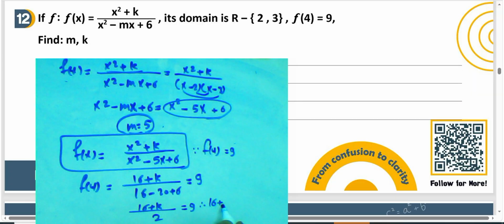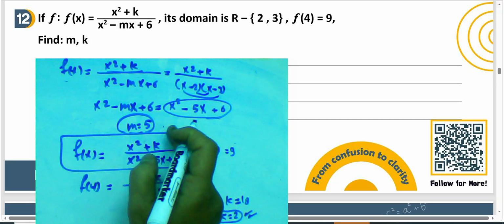Then 16 plus k is equivalent to 2 times 9, 18, and the value of k will be equal to 18 minus 16, so the value of k is 2 and the value of m equals 5.